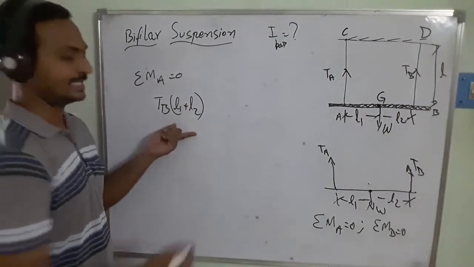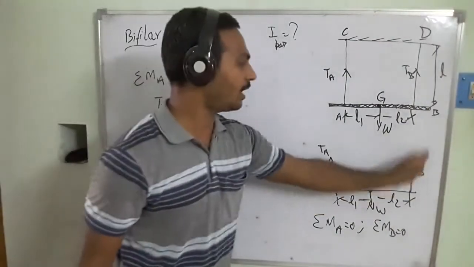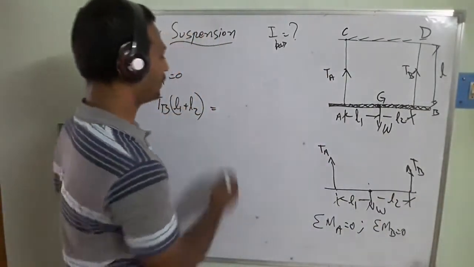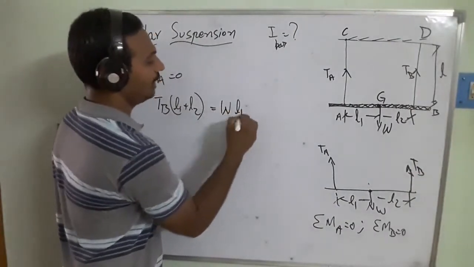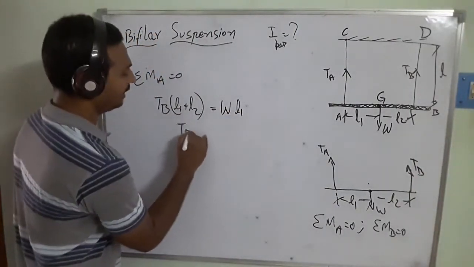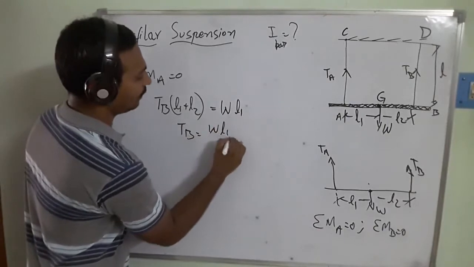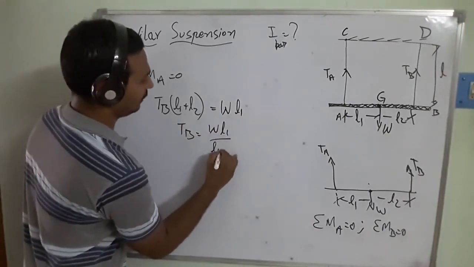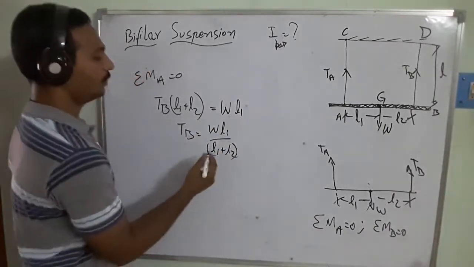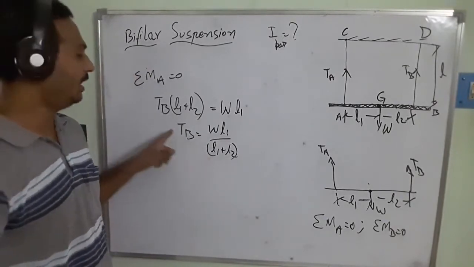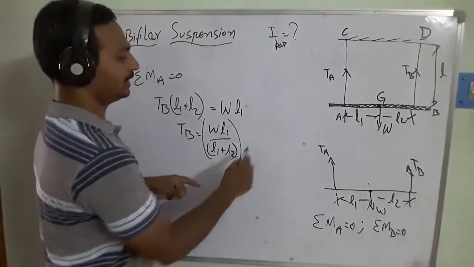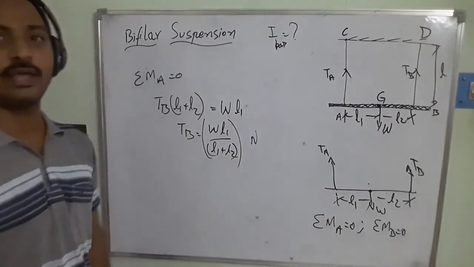Because it is moving in the counterclockwise direction, and this is moving in the clockwise direction, the distance is equal to L1. So then I am going to write TB is equal to W L1 plus L2. So this is the equation for TB. This is the magnitude, the tension, which you can say is in terms of newtons.